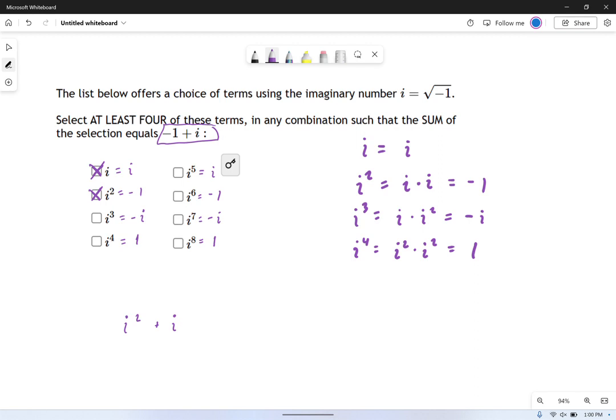Now, the only reason that's not going to work is because in this particular problem, it says do at least 4 of them. So you'll have to be a little more creative than I was right here in finding a sum of these that equals -1 plus i. But I think with what's written down on the screen here, you have all the basics that you need. So enjoy.